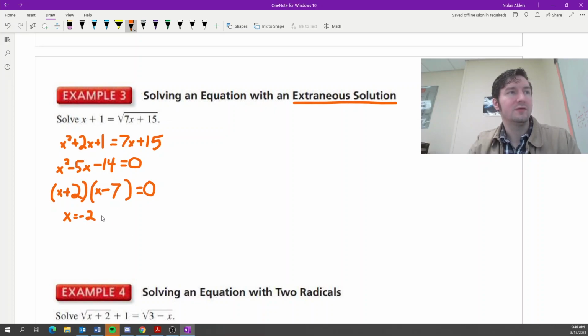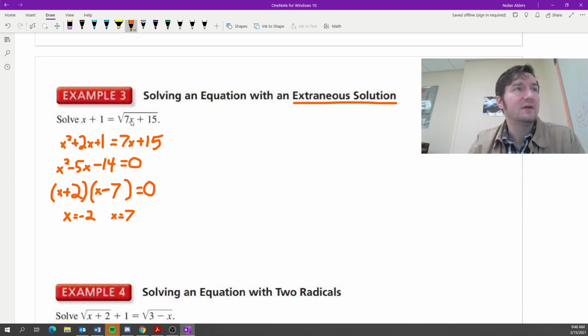And x minus 7 equals 0, so one of our solutions will be 7, because 7 minus 7 is 0. Now, go back and check both of these solutions in the original equation, because one of them doesn't work. Let's try 7 first.